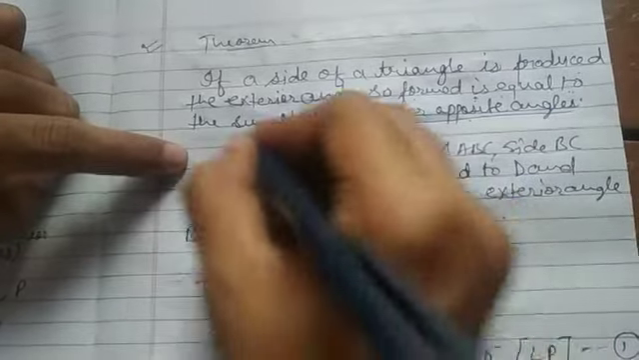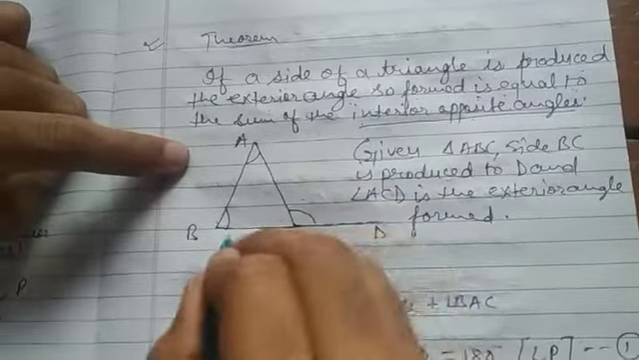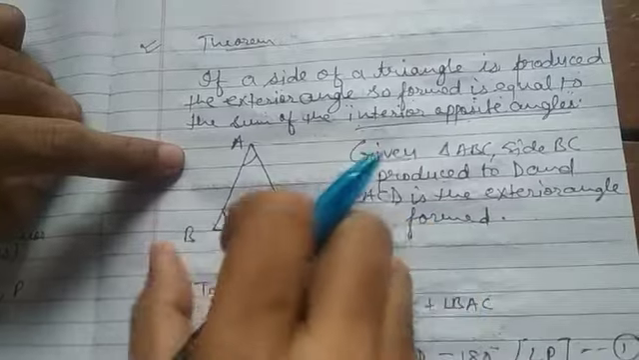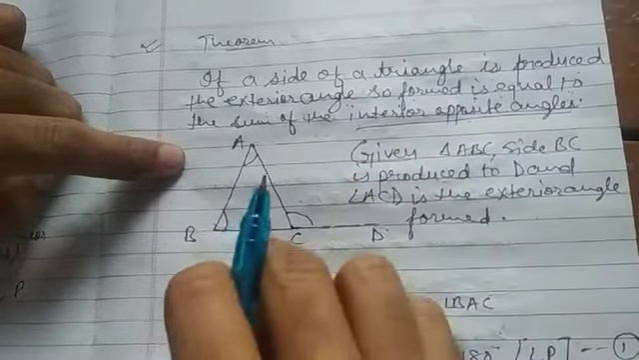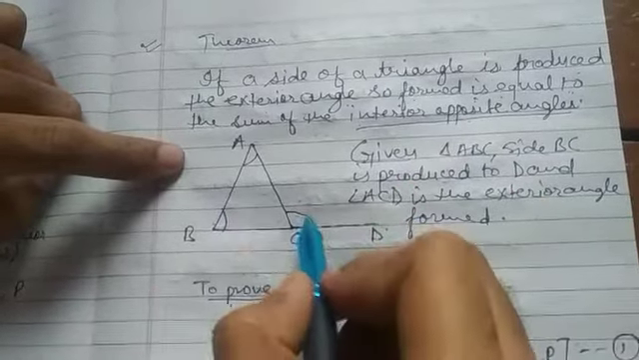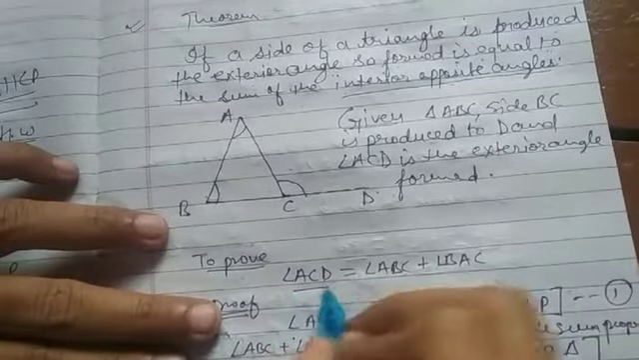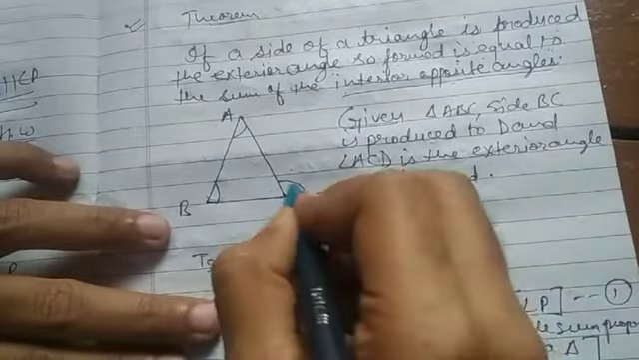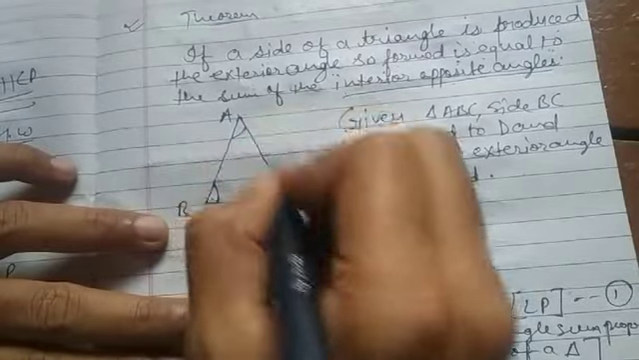So look, ABC is a triangle. We have extended side BC to D. Produce it to D. We got angle ACD. What we have to prove is that angle ACD is equal to angle ABC plus angle BAC, this angle and this angle.